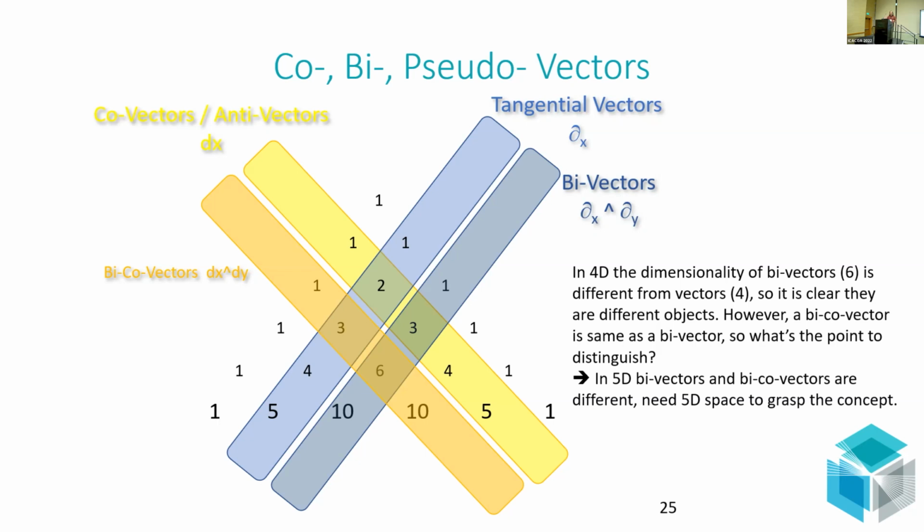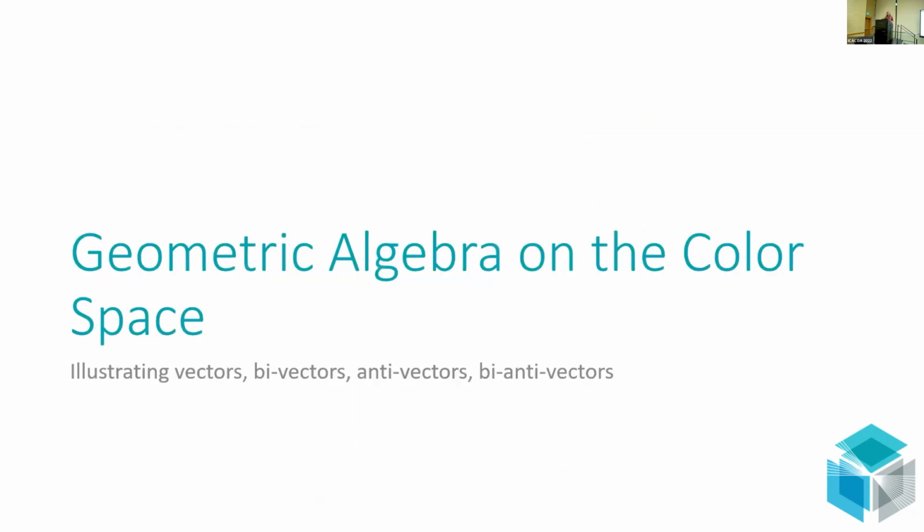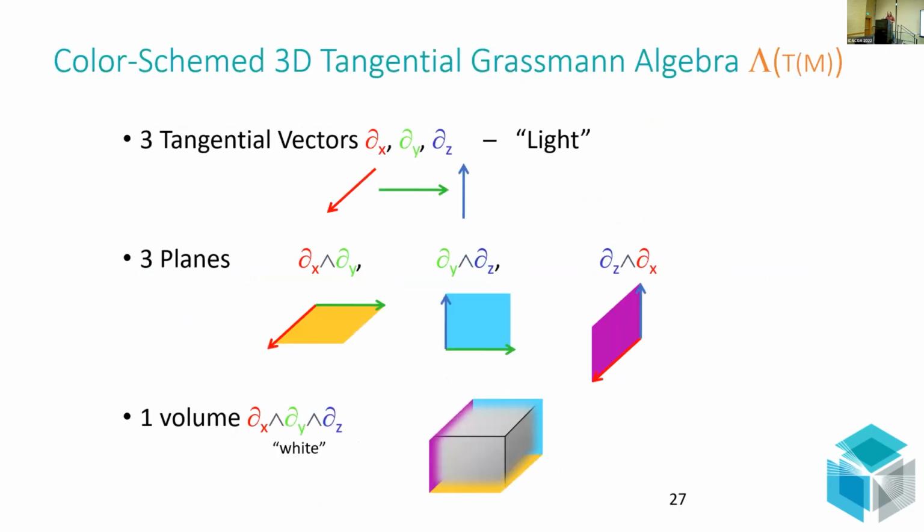So my question to myself and to my colleagues was, how can we actually see that intuitively? What happens here? How do it in 5D? Now the idea is to do it on the color space instead of just spatial dimensions. Spatial, it becomes a little bit confusing at some point.